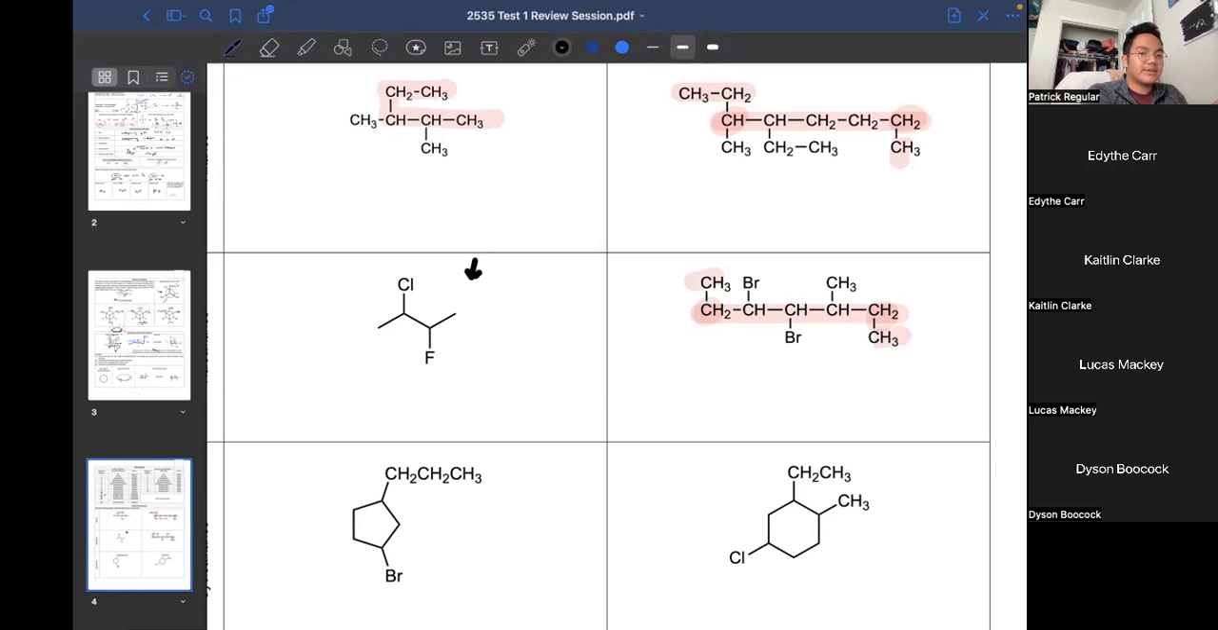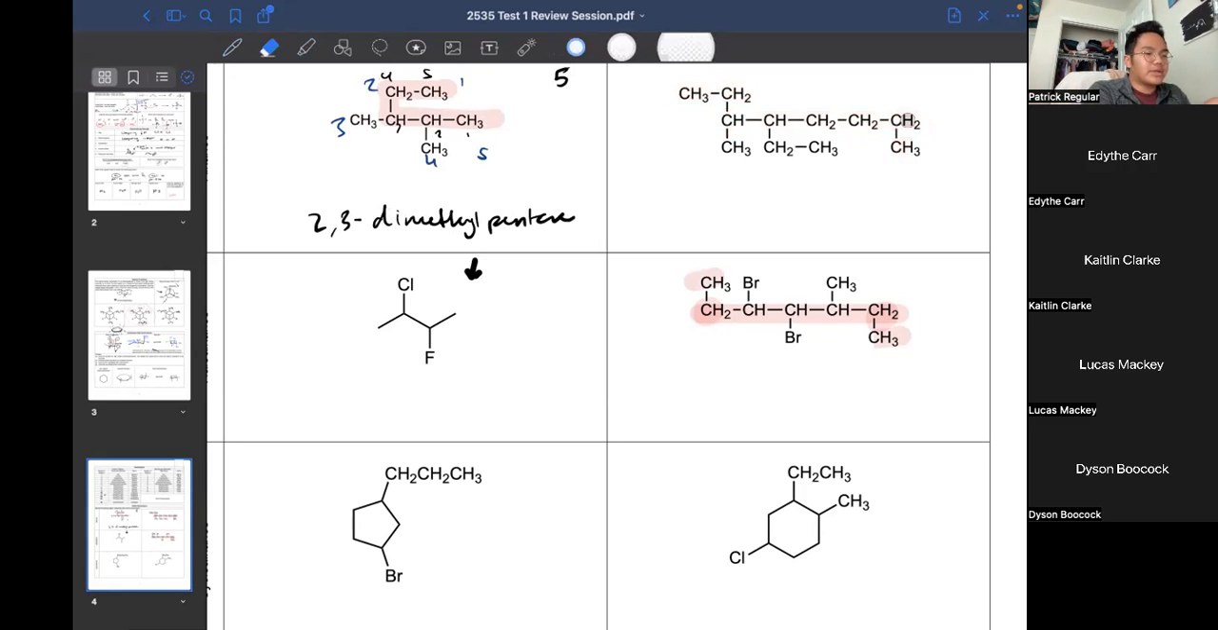If this is a pentane with 5 carbons, we have 1, 2, 3, 4, 5. And then we have 1, 2, 3, 4, 5. 2, 3 versus 3, 4. The 2, 3 would win. So we have 2,3-dimethylpentane.